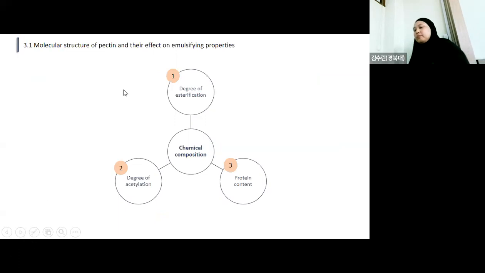And here, I describe the molecular structure of pectin and its effect on emulsifying properties. So the first part is degree of esterification. The second one is degree of acetylation. The third one is protein content.